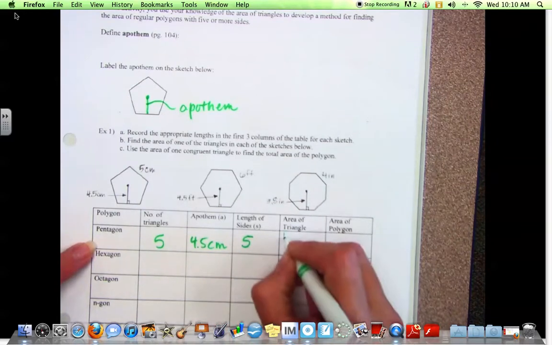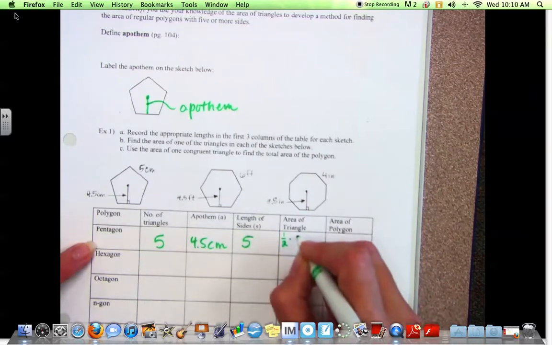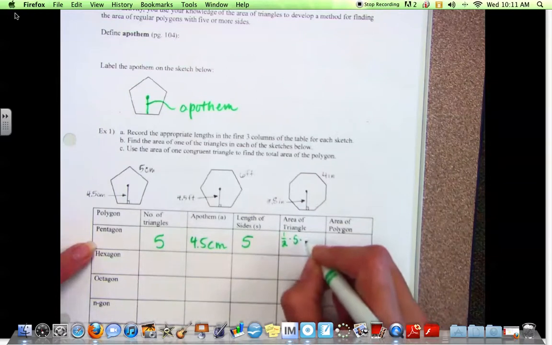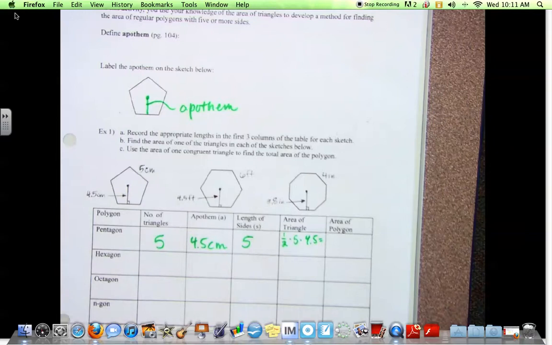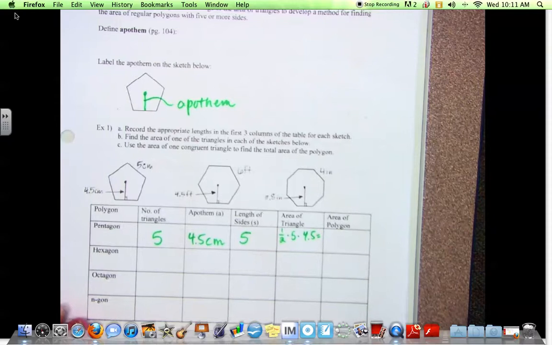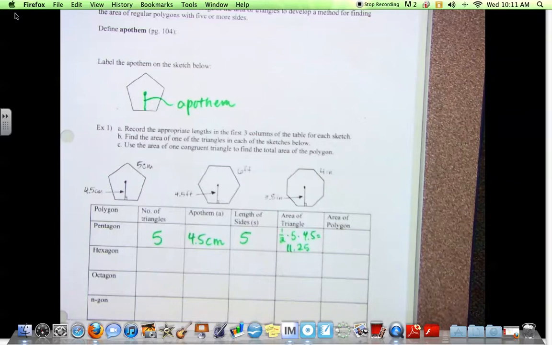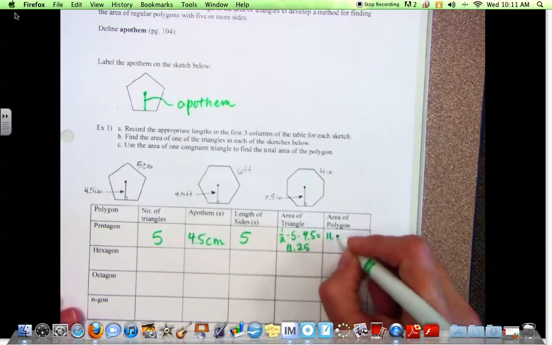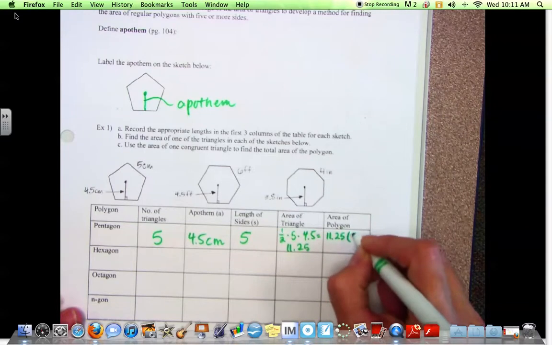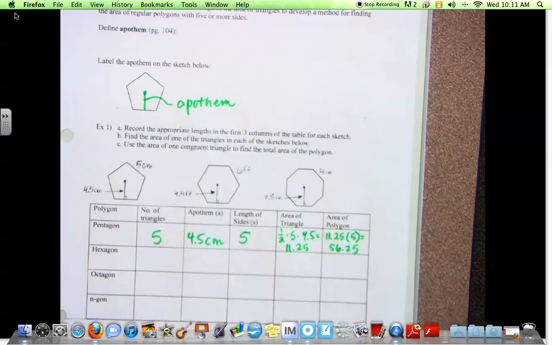So the area of one triangle is 1/2 times the base, which is 5, times the height of the triangle, which is 4.5, which equals 11.25. Now, one triangle equals 11.25. How many triangles do we have in the pentagon? 5. Multiply it by 5. There we go, 56.25. What are our units? Centimeters squared.